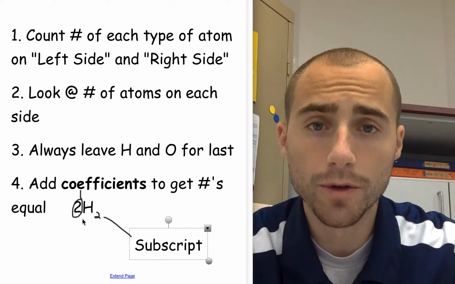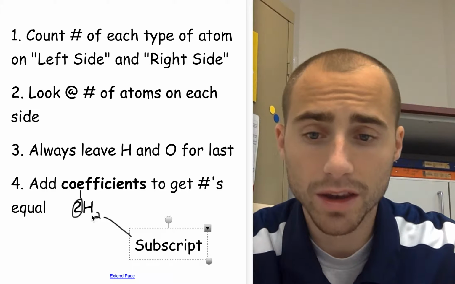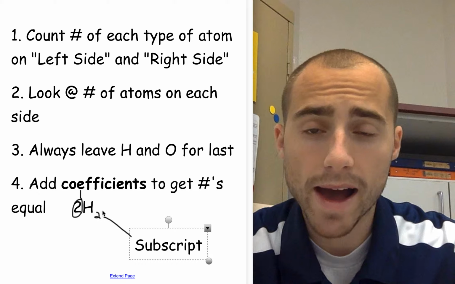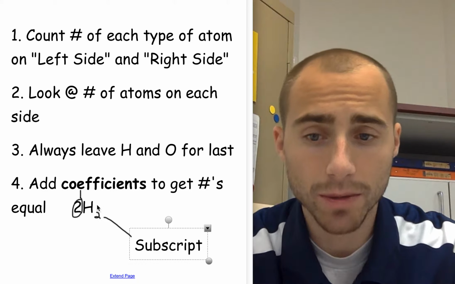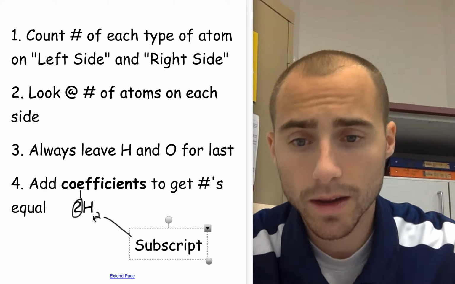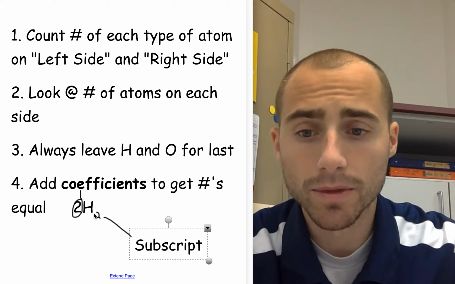So once you add that coefficient, it multiplies the number of atoms that you have of that specific element by doing the coefficient times the subscript. So the big number times the little number. So we can add those larger numbers, those coefficients, and that's going to help us determine the number of atoms that are found in each element type. So we're going to work on adding coefficients to get the numbers equal.